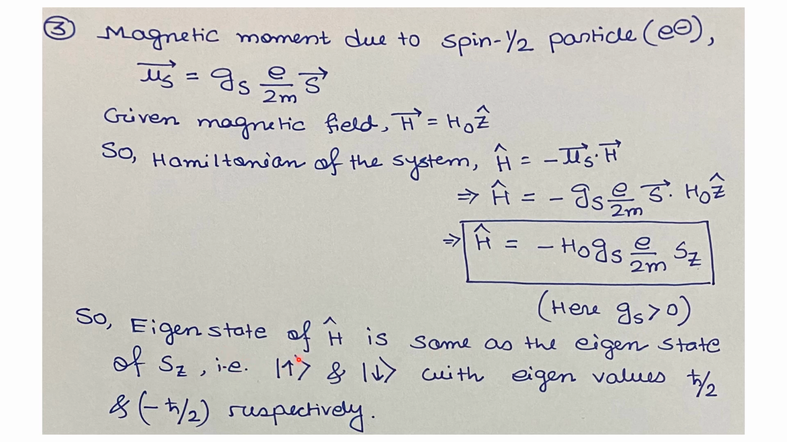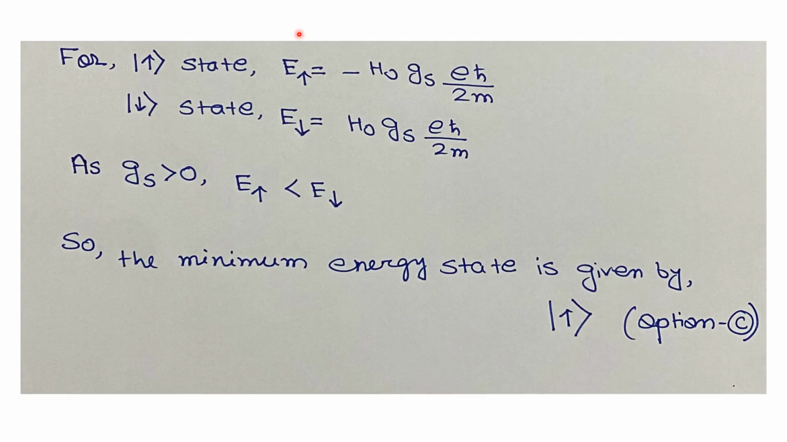Now the eigenstate of the Hamiltonian is the same as the eigenstate of Sz. So the eigenstate of Sz, that is the z component of the spin, is either up spin or down spin with the eigenvalues h cut by 2 and minus h cut by 2 respectively. So up spin state will have the eigenvalue h cut by 2 and down spin state will have the eigenvalue minus h cut by 2. So for the down spin state, we have the eigenvalue for Sz as minus h cut by 2 and for the up spin state, h cut by 2.